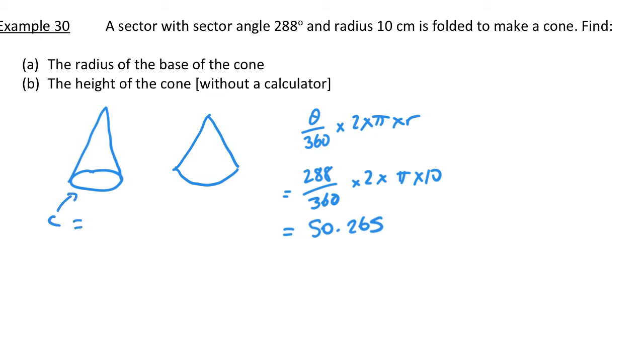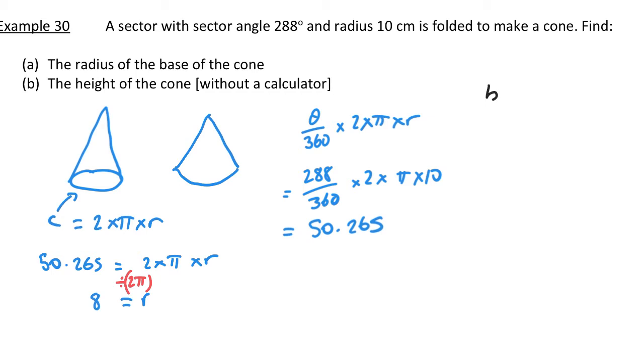So 50.265 is now the circumference of the cone. So C is 2 times pi times r. The circumference then is 50.265, which is 2 times pi times r. And if we divide both sides by 2 pi, we'll get that the radius is going to equal 8. So that's part A done.